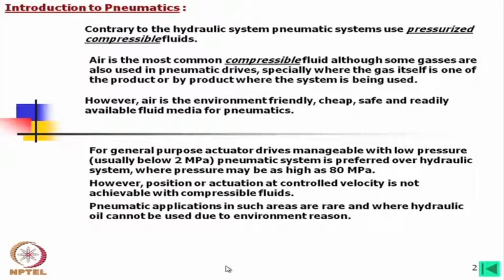Pneumatic applications in such areas are rare, and are used where hydraulic oil cannot be used due to environmental reasons. Actually, in some cases it is a compromise where hydraulic oil cannot be used due to environmental reasons, so it is better to go for pneumatic applications. Say, for example, in case of the food processing industry. Also, less accurate performance is acceptable.